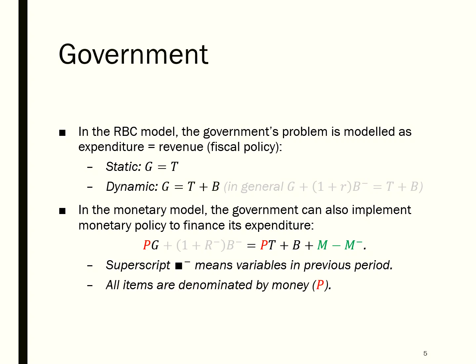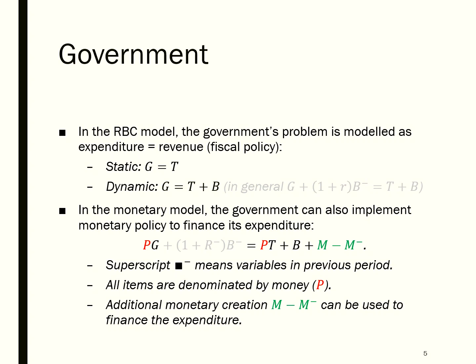All items are denominated in money. So G has to be multiplied by P, T has to be multiplied by P, but B and M are already nominal by definition, so you don't have to multiply them by P.